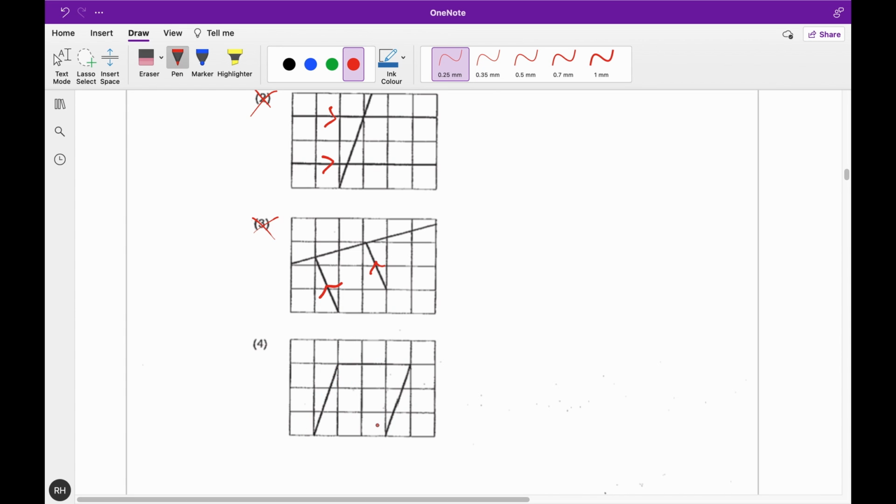So this is the line here. Okay, so we have parallel lines, but there's no perpendicular lines. Okay, so option 4 is also out.